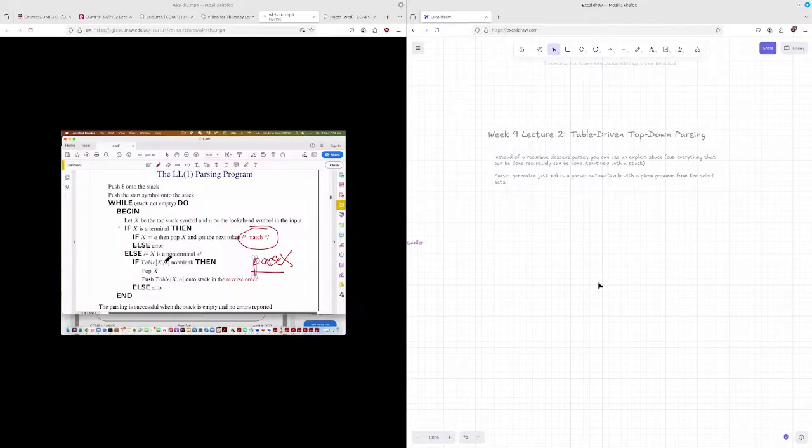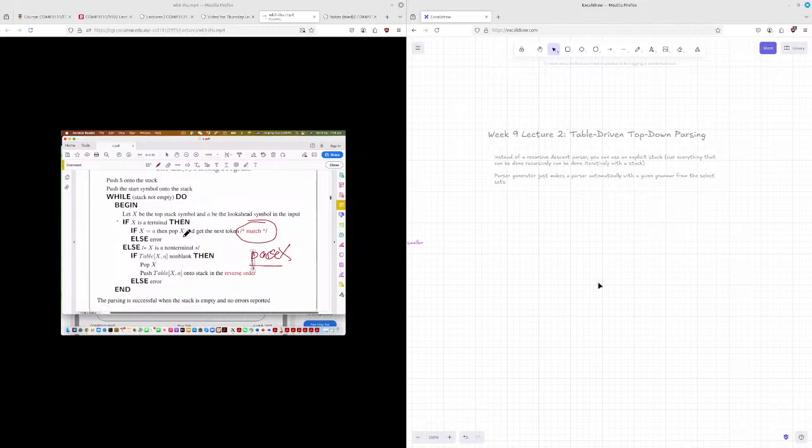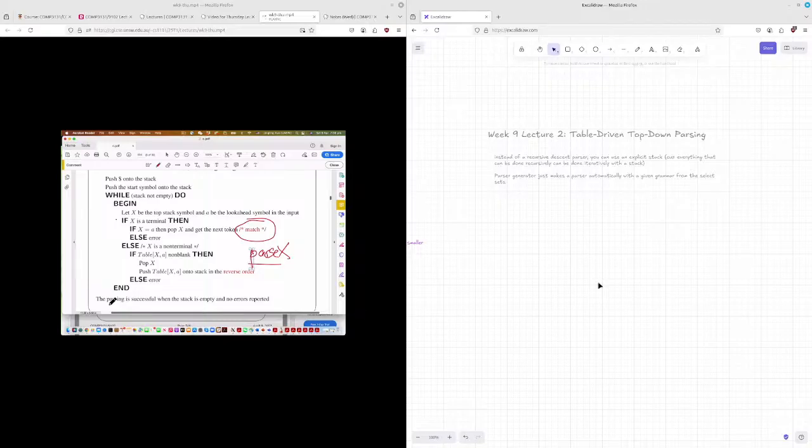We look at the table, we see which production can apply, then we simply replace X by the right-hand side in the reverse order, since we must always work on the leftmost non-terminal. When you reverse that, the leftmost appears on the top of the stack. Then at the very end, when you exit from the loop, the parsing process is successful if the stack is empty and no errors have been recorded. That's the exact same as we did in assignment 3. Okay, I'm going to go through an example for you.